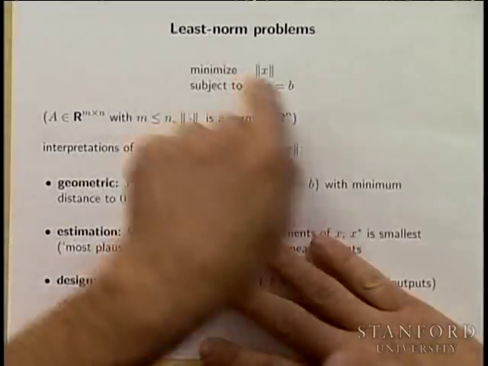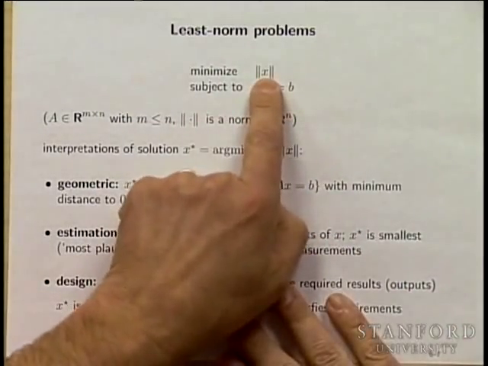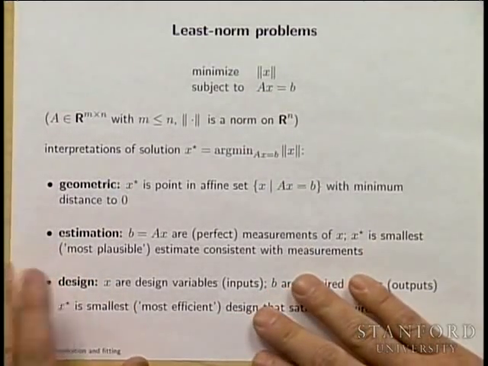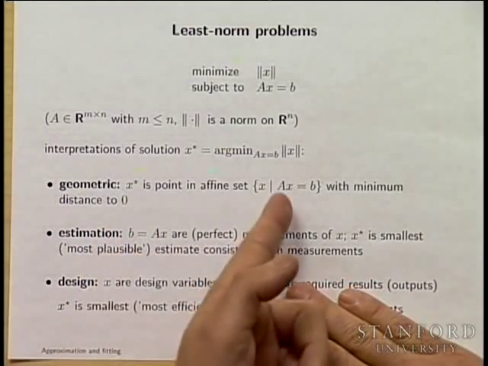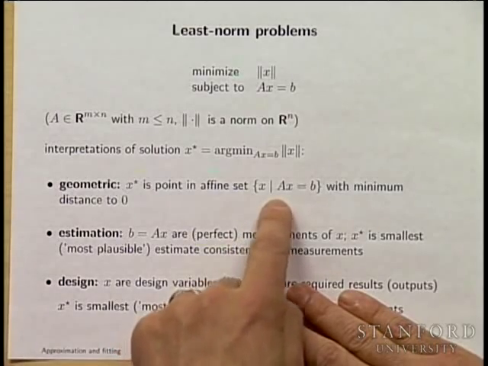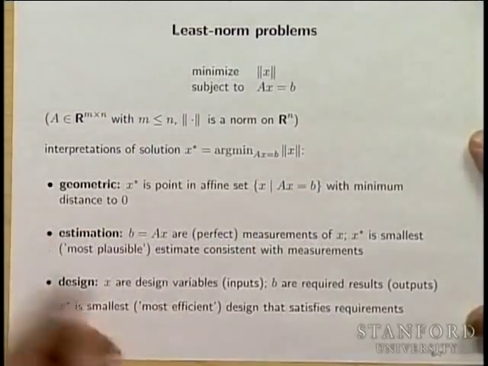Okay. Now the duals of these are least-norm problems. In a least-norm problem, you minimize norm X subject to AX equals B, and there are lots of interpretations of this. One is that you have a set of solutions AX equals B. That's again an affine set, and you want to compute the minimum norm point, that's the projection of the point zero onto this affine set.